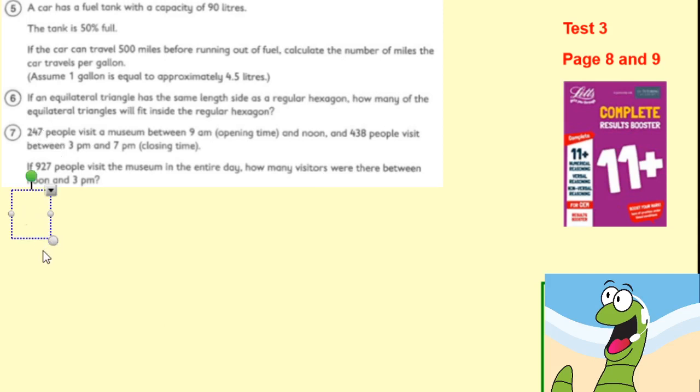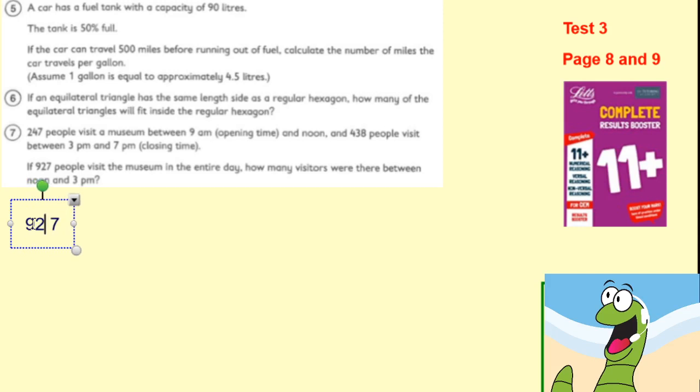247 people visit a museum between 9 AM opening time and noon. Okay. 438 people visit between 3 and 7, which is closing time. If 927 people visit the museum in the entire day, how many visitors were there between noon and 3? So we've got in total 927.